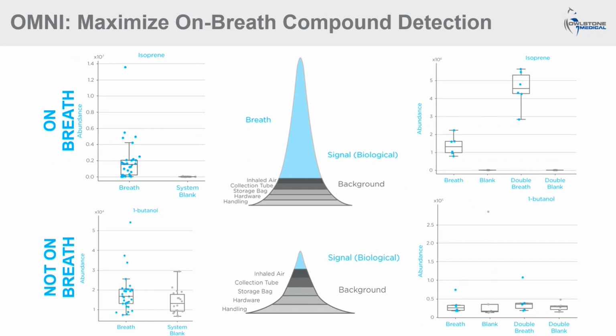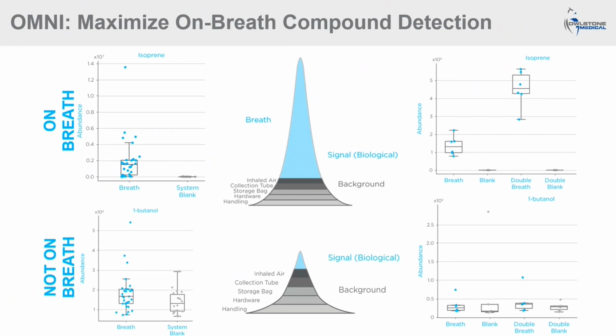So this is an example of what I'm talking about when we talk about on-breath versus not on-breath compounds. Isoprene is a compound that is very frequently reported to be in breath. And indeed, what we see when we look at a system blank versus breath is that isoprene is at a very much higher level than the system blanks. We also see when we take a double breath sample that isoprene approximately doubles, which is what we'd expect to see if this compound is truly on breath.